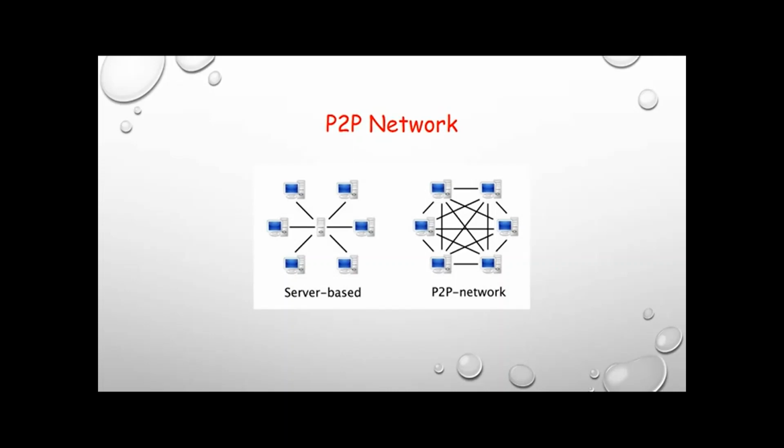Then we have distributed networks. Distributed networks means data is distributed at multiple places, similar to a decentralized one, but there is no central governing authority.